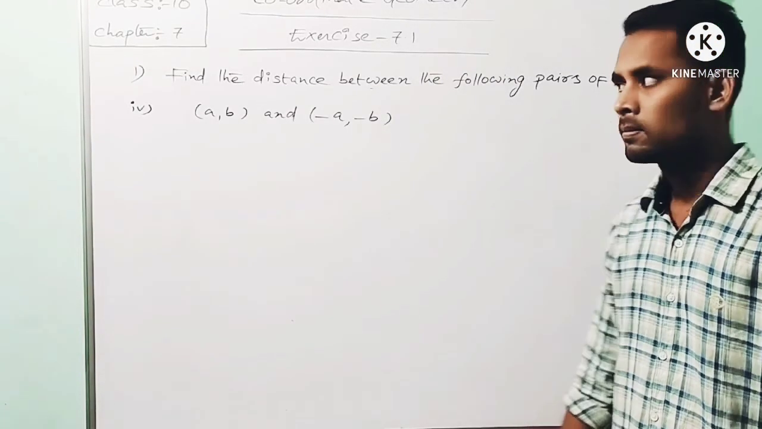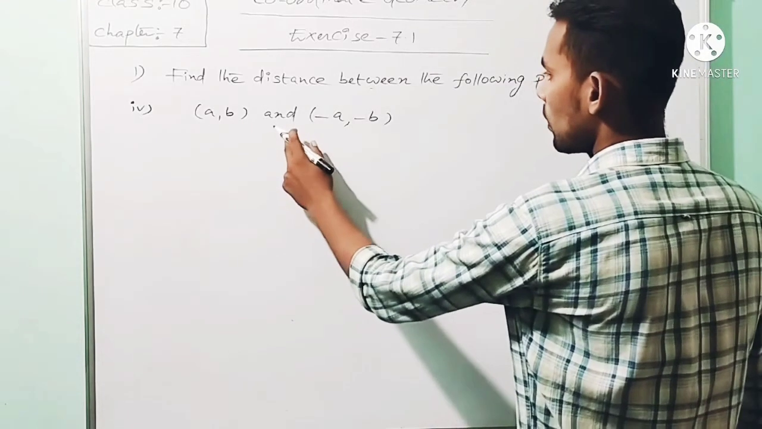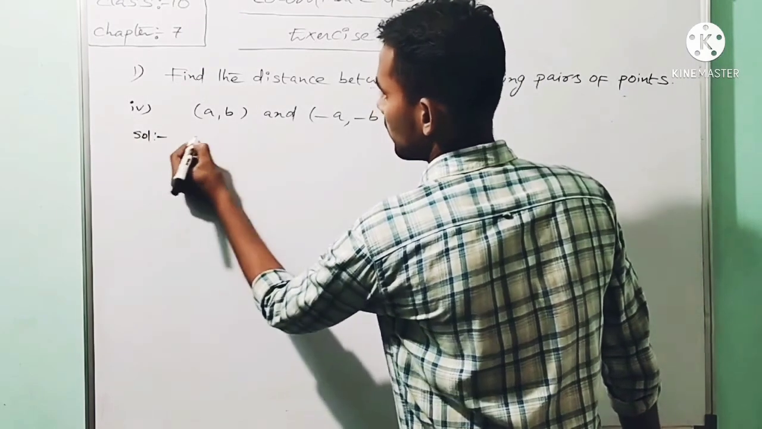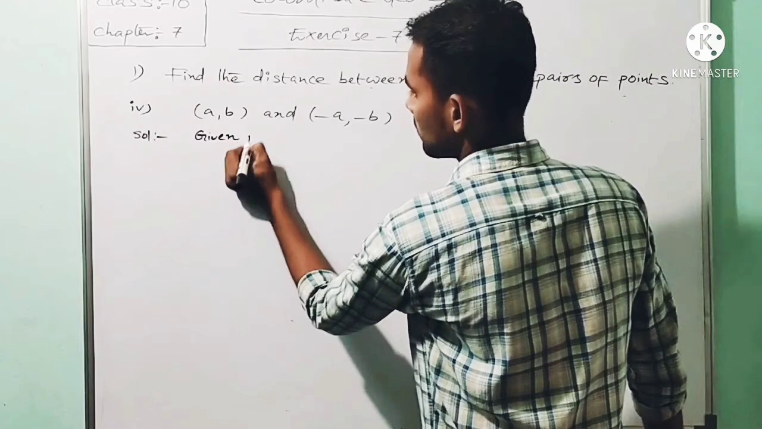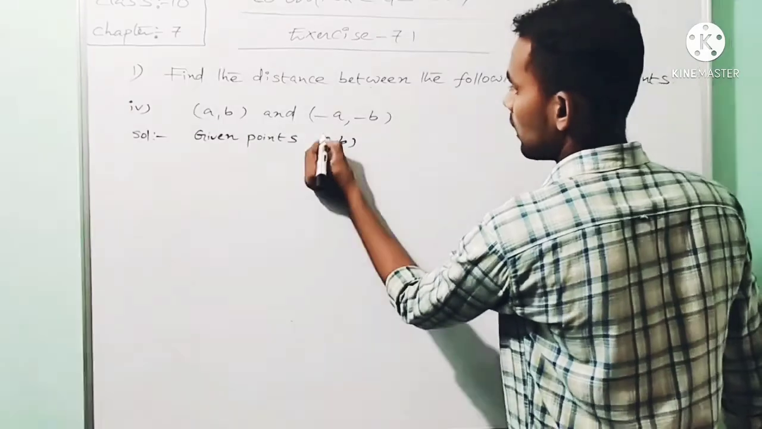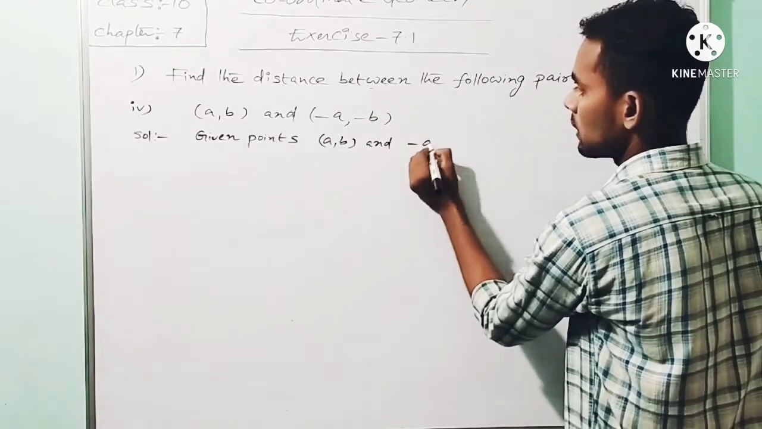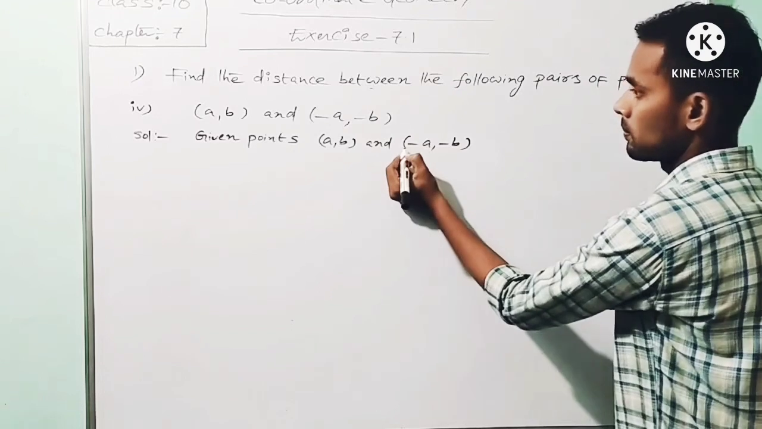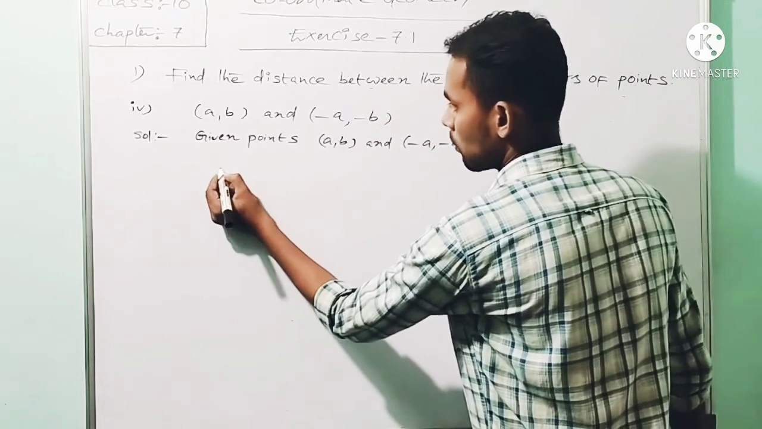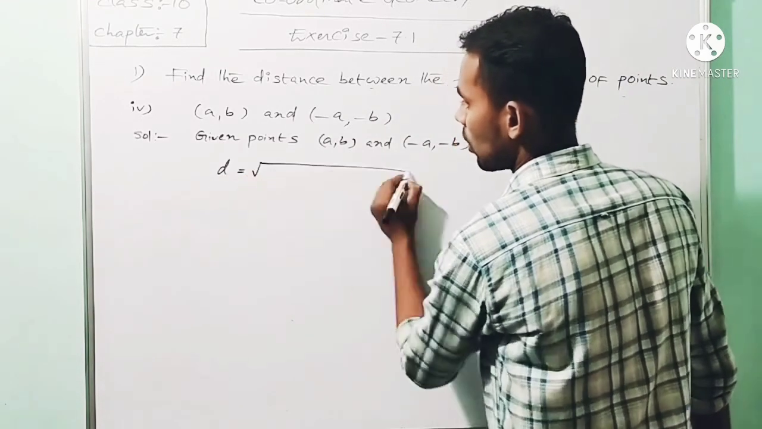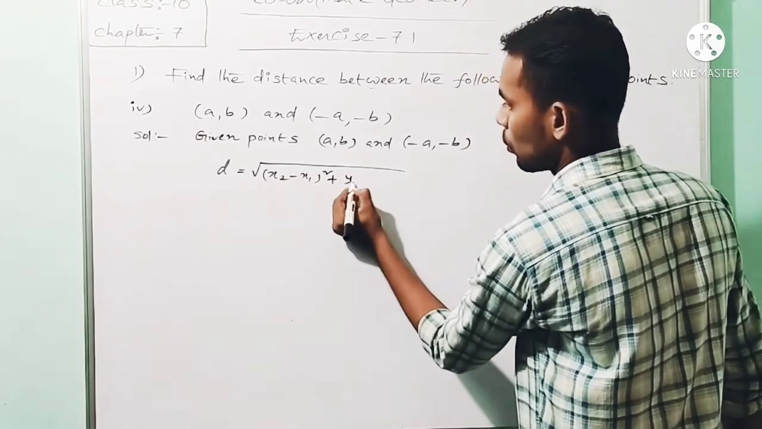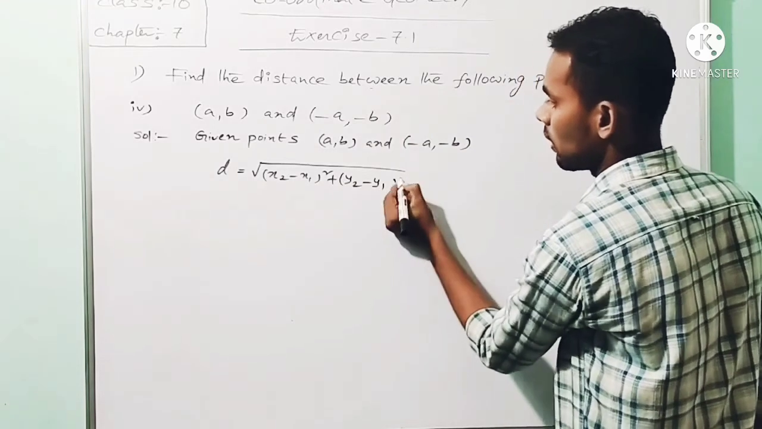Fourth one: (a, b) and (minus a, minus b). Solution. Given points (a, b) and (minus a, minus b). The distance between the 2 points. Distance formula: d equals square root of (x2 minus x1) whole square plus (y2 minus y1) whole square.